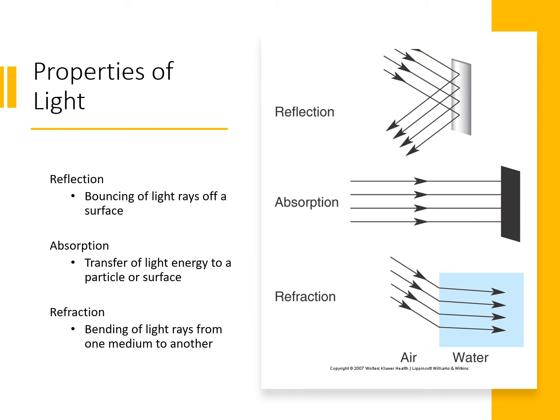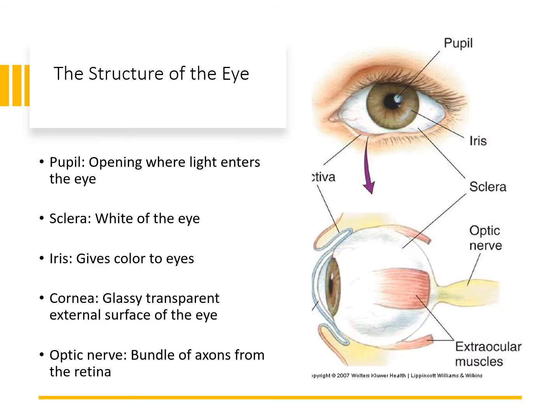So, a couple other quick properties of light. We have reflection: light can come in and bounce off a surface. We have absorption, where light will transfer to a particle or a surface. And then we have refraction, where light gets bent as it moves from one medium to another, which our eyes take advantage of completely to project the image of what we see in the outside world onto the back of our retina.